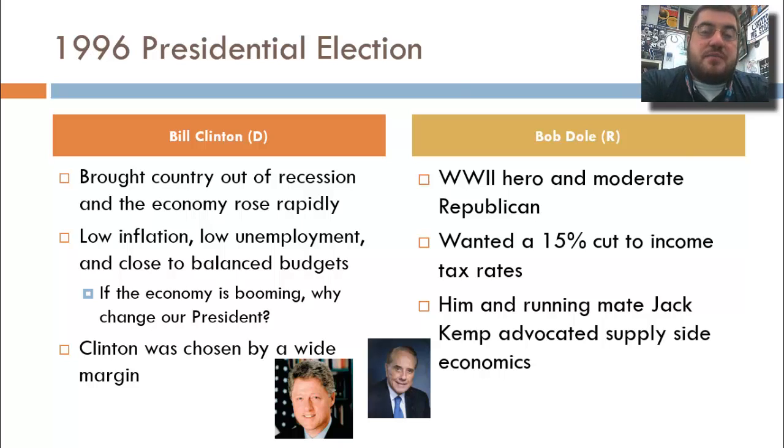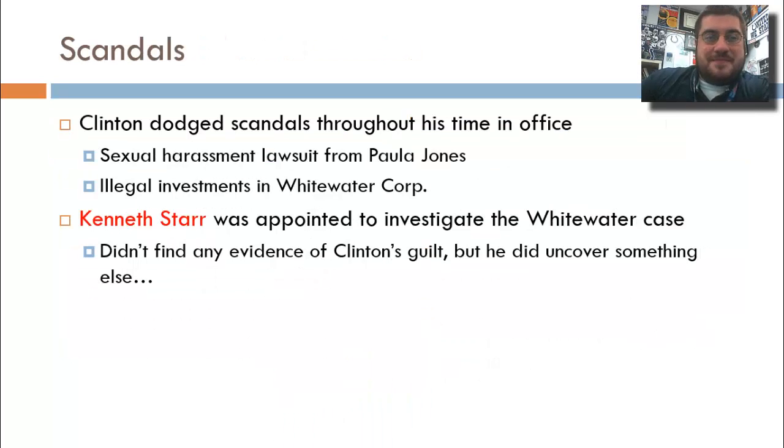Clinton is chosen over Bob Dole, World War II hero, and his policies just weren't good enough. He couldn't overcome Clinton because Clinton's economy was booming, mostly in part to the computer and technology revolution and dot-com stocks, but he was in the right place at the right time.